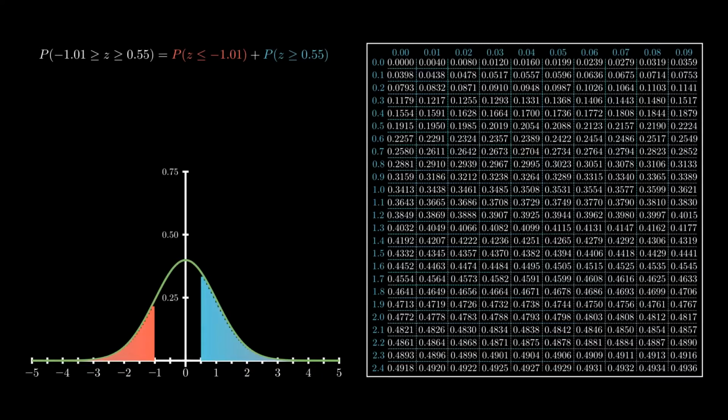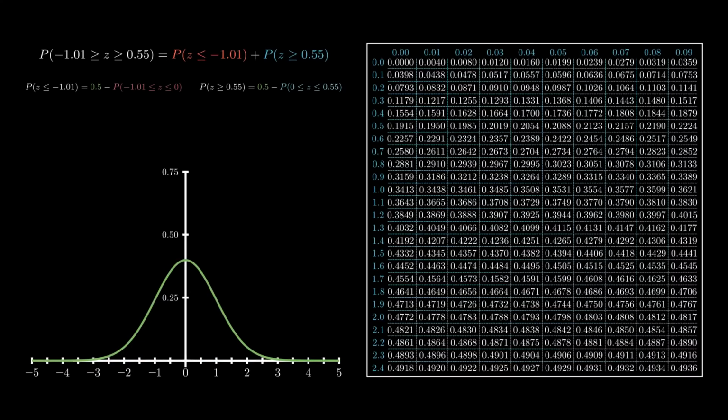So this is the probability that z is less than negative 1.01 and z greater than 0.55 in blue. We list all the calculations for the red tail on the left and the blue tail on the right. Again, we utilize the properties that we learned earlier. So as you can see, we're subtracting from half of the total area under the normal curve.